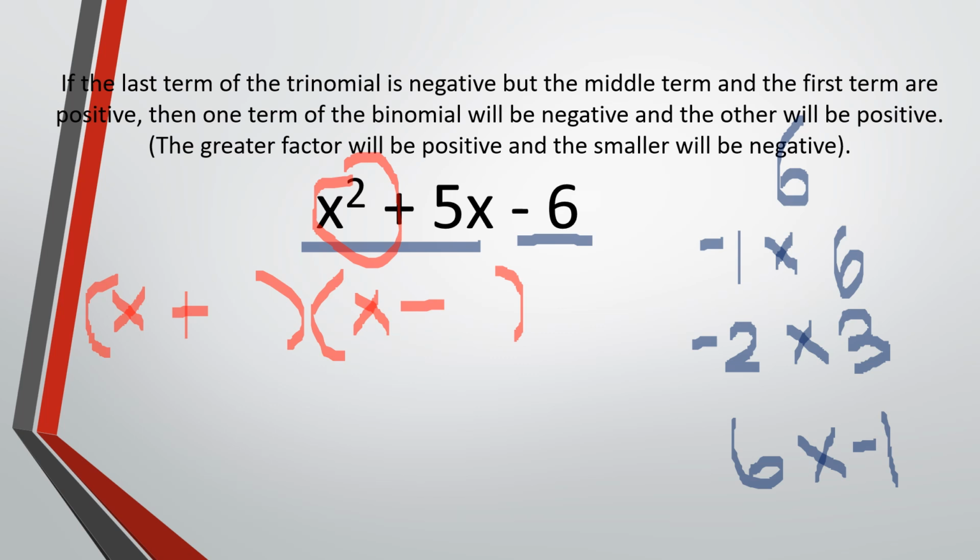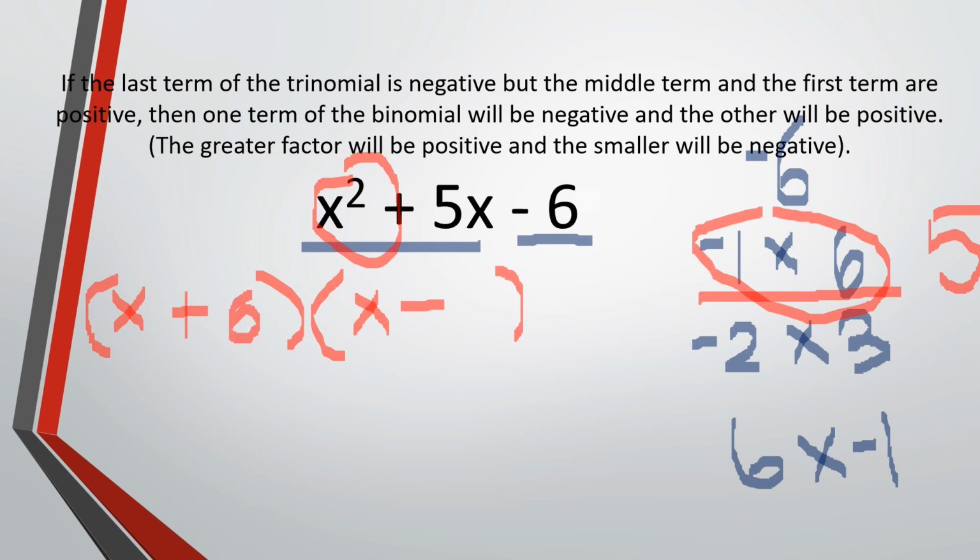However, we have to find one pair in which the sum is positive 5. If you have negative 1 plus positive 6, that means we have positive 5. So, therefore, we already have this. The bigger number should be positive, which is 6, and the smaller one should be negative. So this will now be our answer.